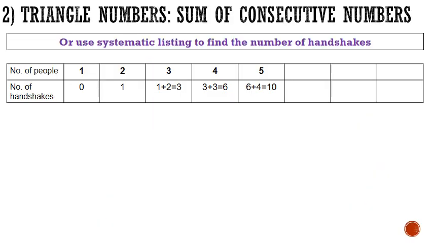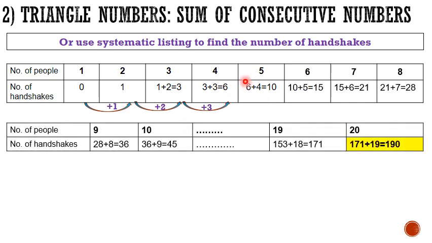If during exam time you forgot what the Gauss method is and you can't figure out the formula, another way, of course, is to use systematic listing to find the number of handshakes. Write it down in a table form. It can be horizontal like this or vertical, and then write down the pattern: +1, +2, +3, +4, and so on. So then if you systematically write it down, carefully type into your calculator, eventually you will get 190.